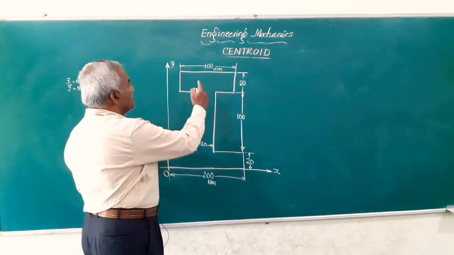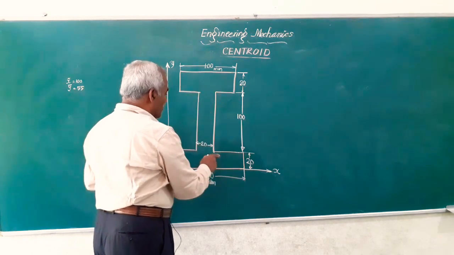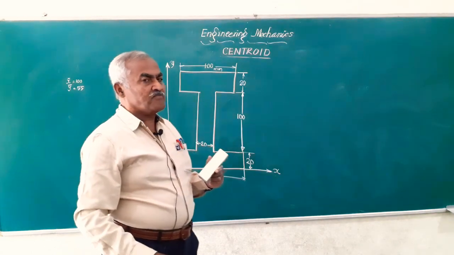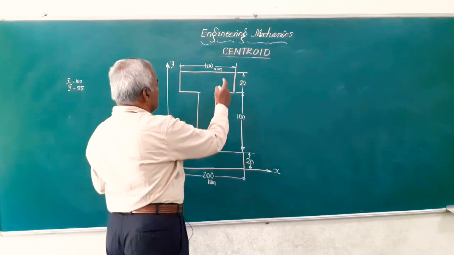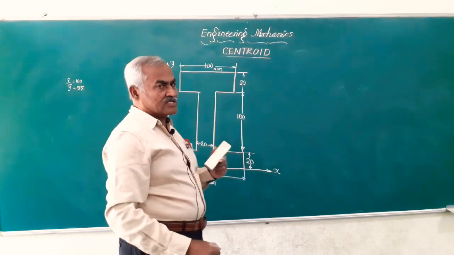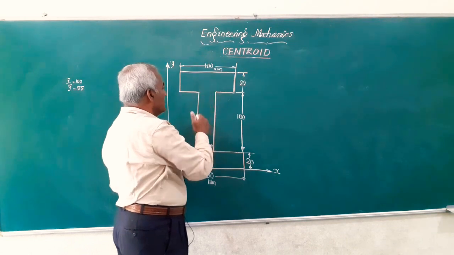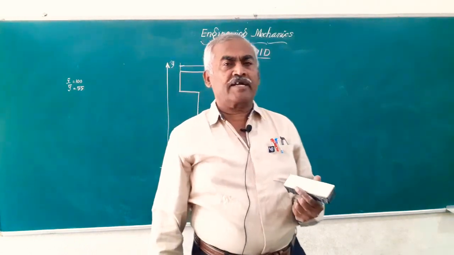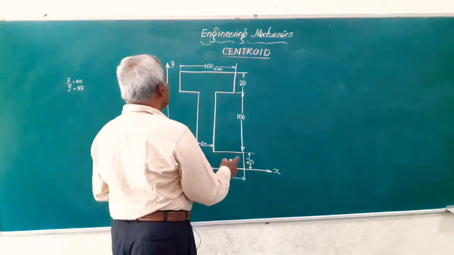Here the top and bottom pieces, these rectangles, are called the flanges, and the center member is called the web. Here you can see the flanges are not of the same size. It is an I section, but the flanges are unequal. Friends, how do we find the centroid of the complete figure, which is made up of three rectangles?